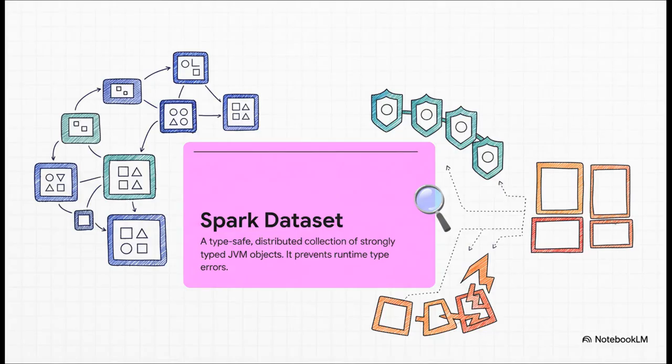So what makes a dataset so special? The crucial thing to get here is that it's not just a collection of rows, right? It's a collection of actual objects with types you define. This gives you the safety of the old school RDDs, but with all the awesome performance benefits of modern DataFrames. It's truly the best of both worlds.